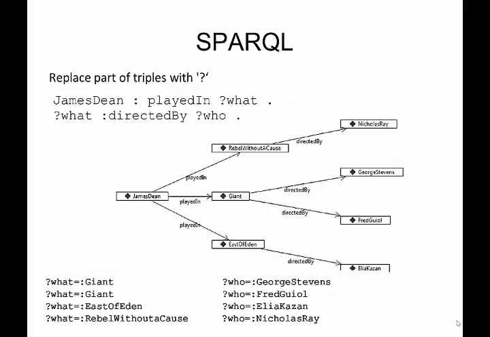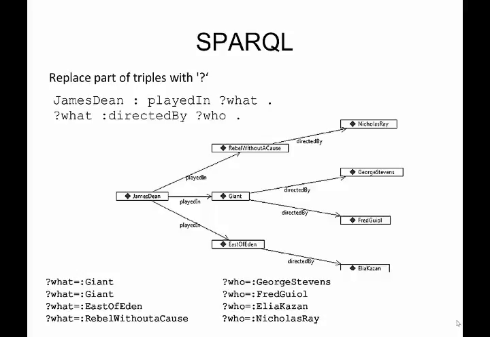I'm not going to go into how SPARQL works because I have no idea about the underlying operations. But the syntax we can look at here. Basically, you write a query string in which the parts that you're trying to identify are marked by these question marks. So we write a statement like James Dean, colon, played in.